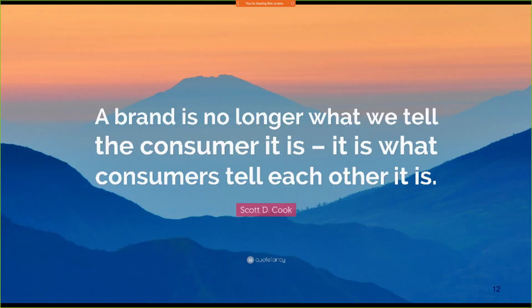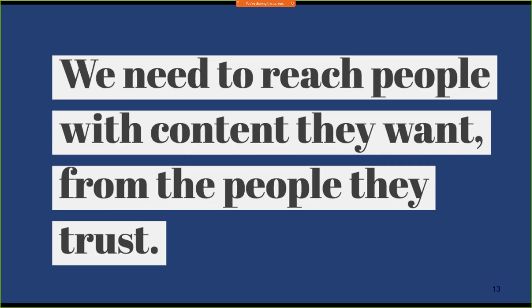So all in all, the digital landscape is changing, and so we have to change with it. This quote sums it up perfectly: a brand is no longer what we tell the consumer it is, it is what consumers tell each other it is. So what's the solution, you ask? Well, we need to reach people with content they want from the people they trust, aka influencer marketing.